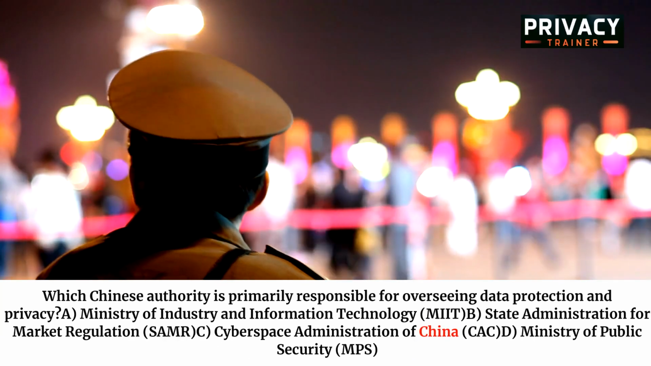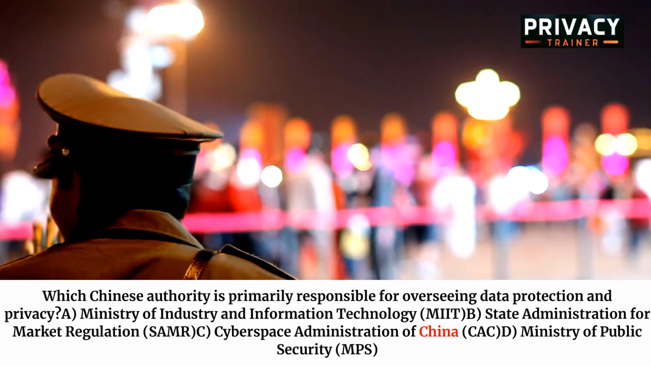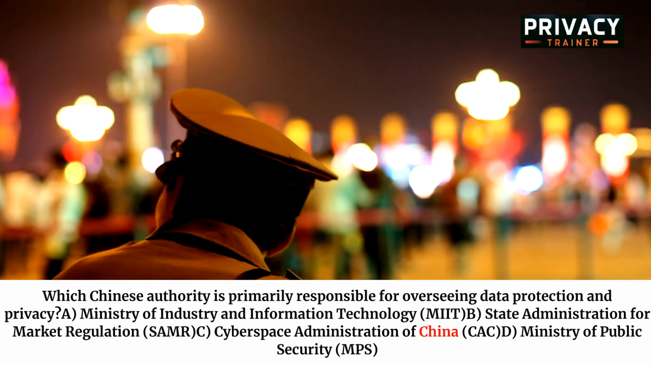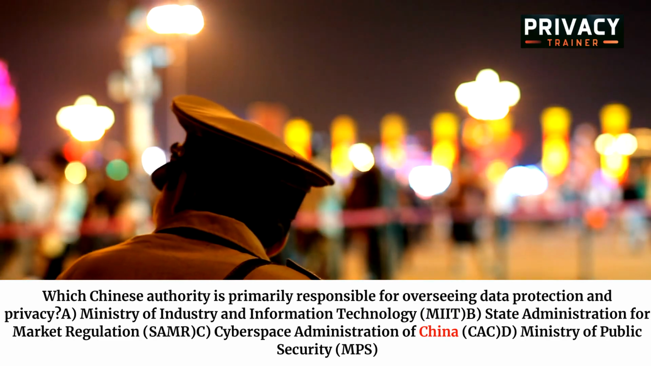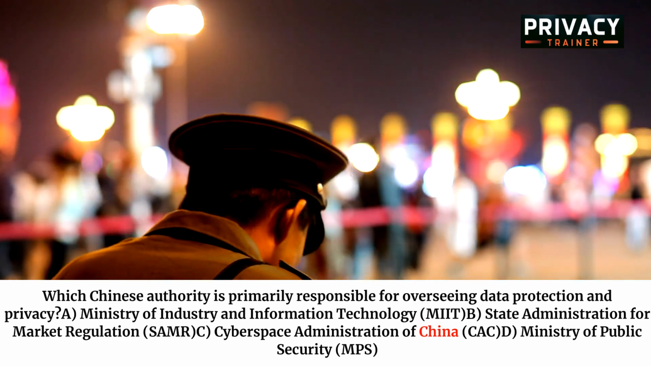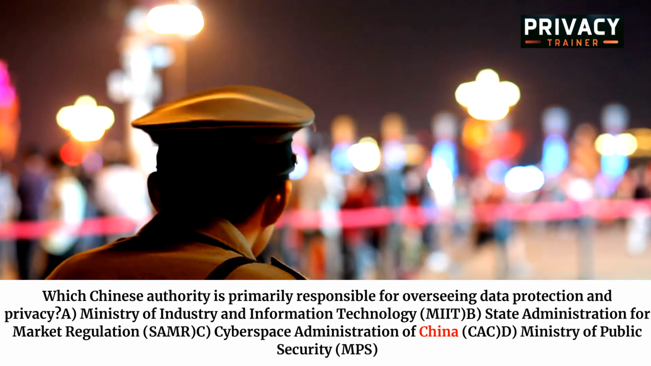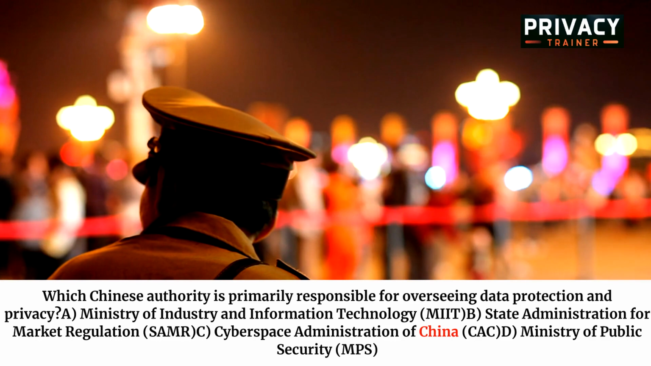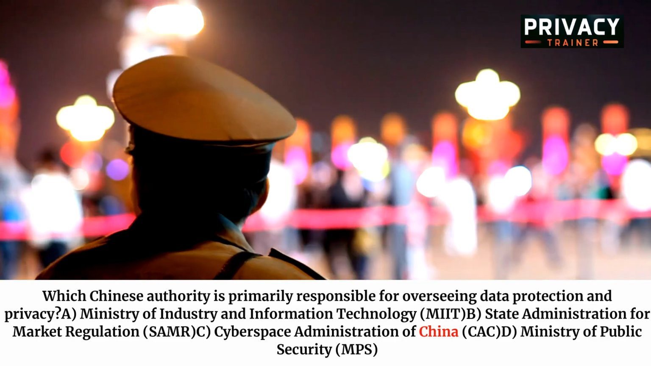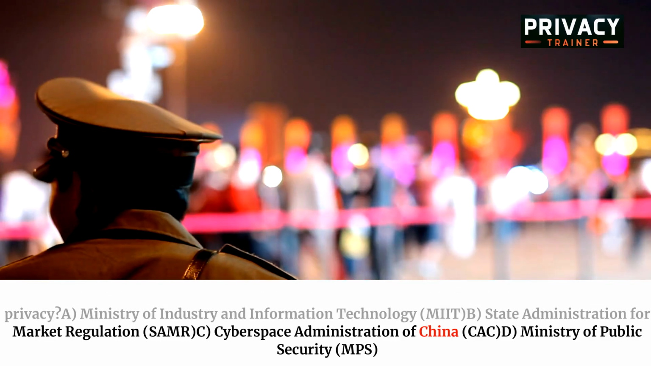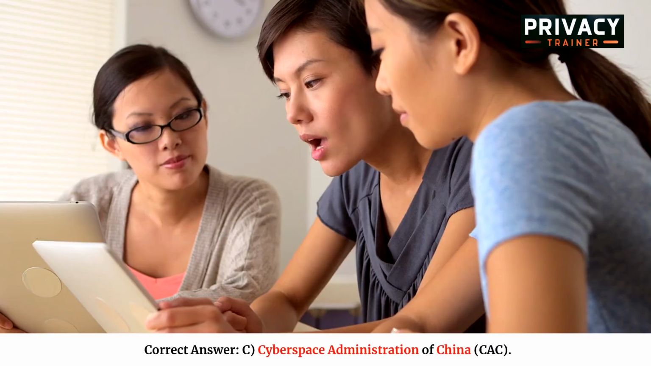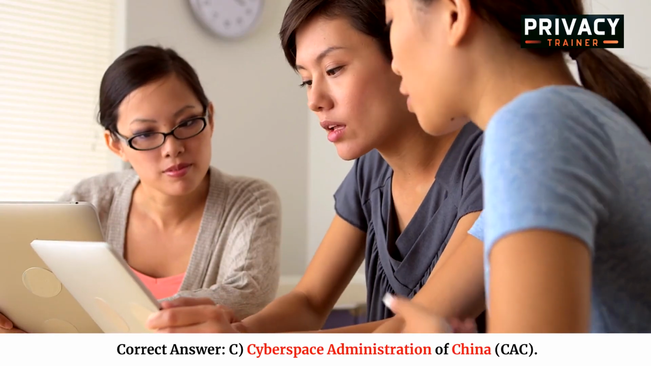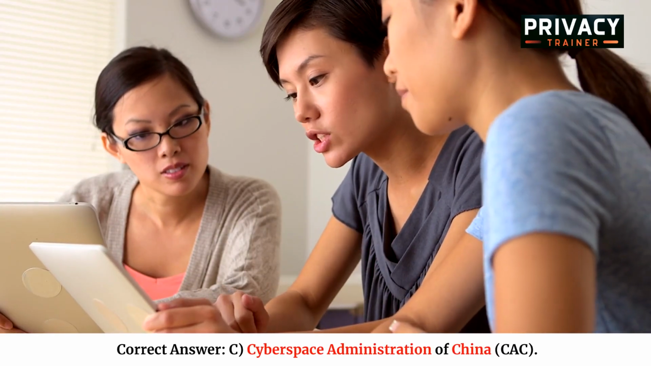Which Chinese authority is primarily responsible for overseeing data protection and privacy? A. Ministry of Industry and Information Technology, MIIT. B. State Administration for Market Regulation, SAMR. C. Cyberspace Administration of China, CAC. D. Ministry of Public Security, MPS. Correct answer, C. Cyberspace Administration of China, CAC.